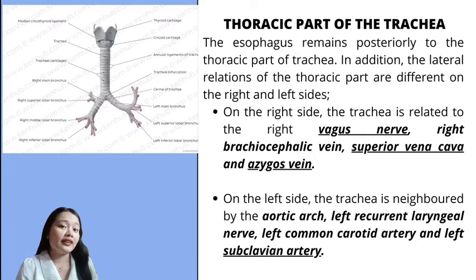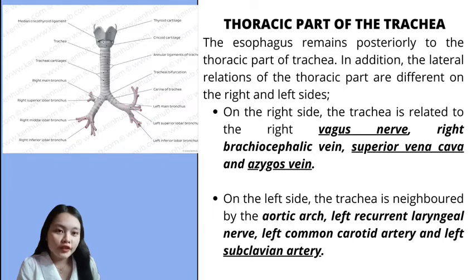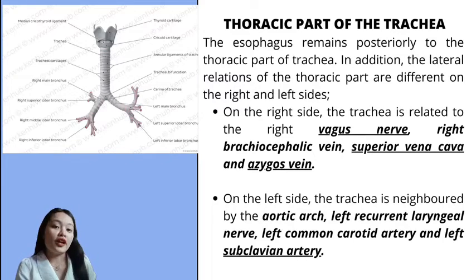In addition, the lateral relations of the thoracic part are different on the right and left sides. On the right side, the trachea is related to the right vagus nerve, right brachiocephalic vein, superior vena cava, and azygos vein. On the left side, the trachea is neighbored by the aortic arch, left recurrent laryngeal nerve, left common carotid artery, and left subclavian artery.